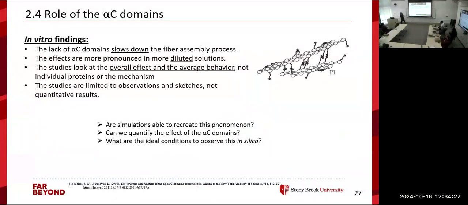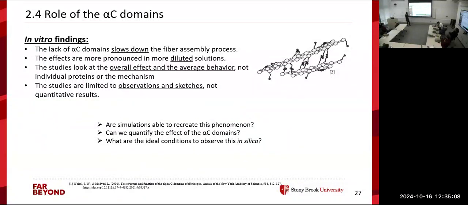And what we want to work on mostly is to study the effect of the alpha C domains. One thing I talked about earlier is how the alpha C domains are swinging hands that capture other molecules. Well, we want to see if our simulations can verify something that happens in experiments. What happens in experiments is that the lack of alpha C domains slows down this fiber assembly, which is not very unintuitive. And these results are more pronounced in more diluted solutions. Also makes sense. In more dense solutions with higher concentrations, the molecules will come closer to each other anyway.